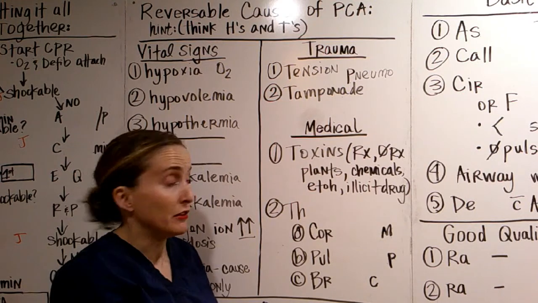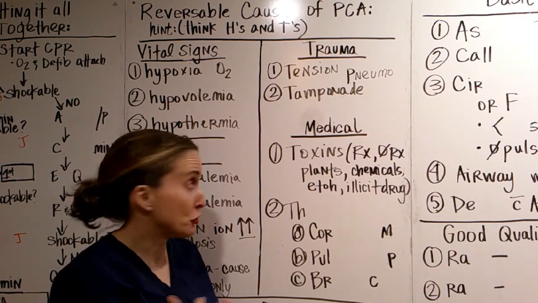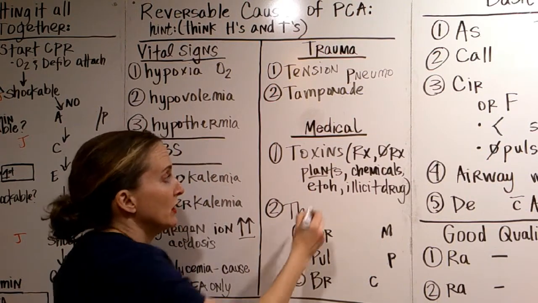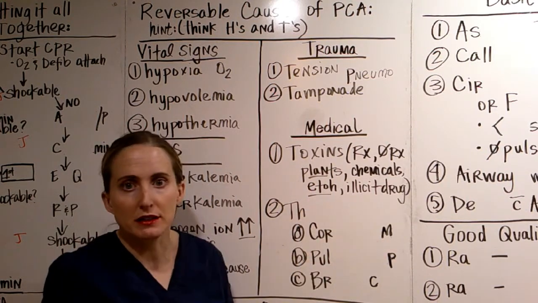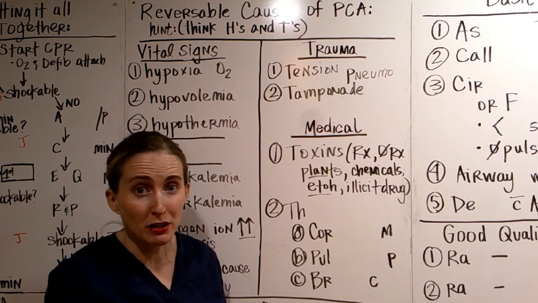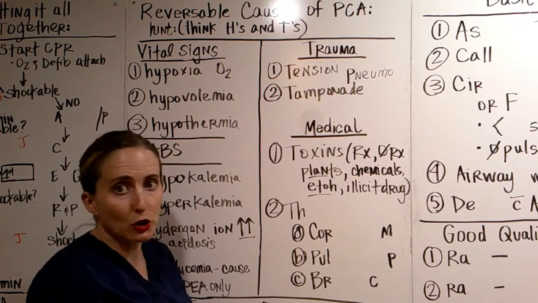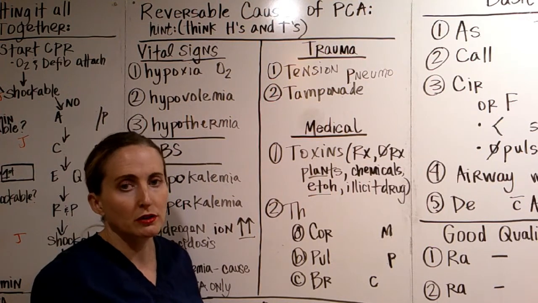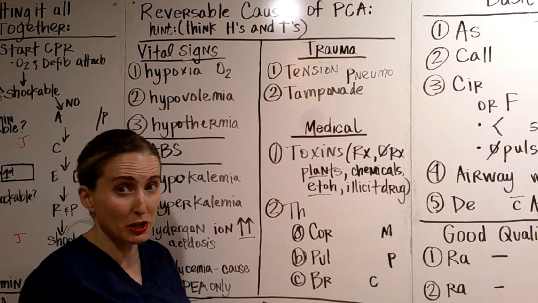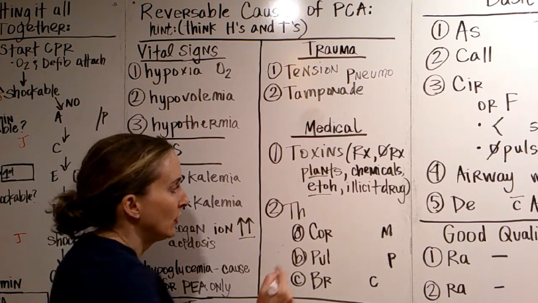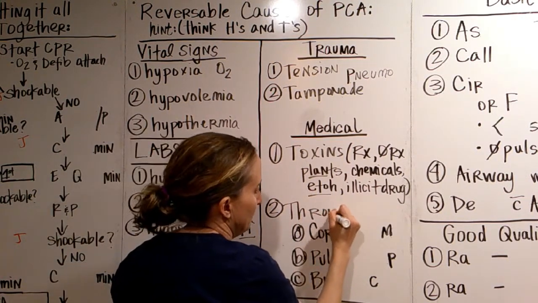which they could be anything, prescription, non-prescription, they could be plants, chemicals, alcohol, illicit drugs, the list goes on and on. Could be environmental exposures, work exposures, so those all kind of go under poison control, okay? So that's when you'd be consulting with poison control about what to do. All right, now we have thrombosis.